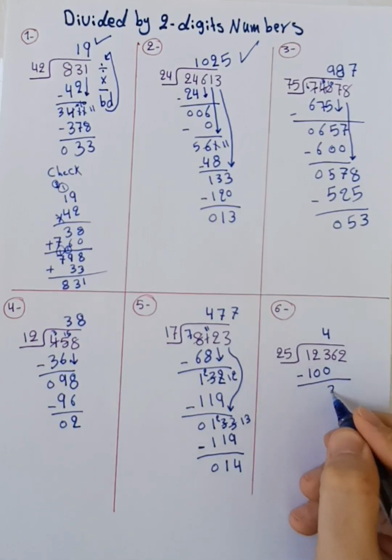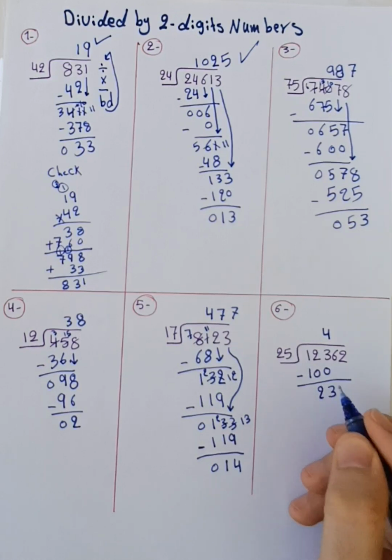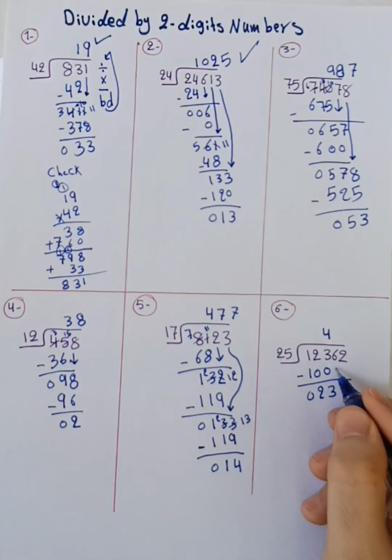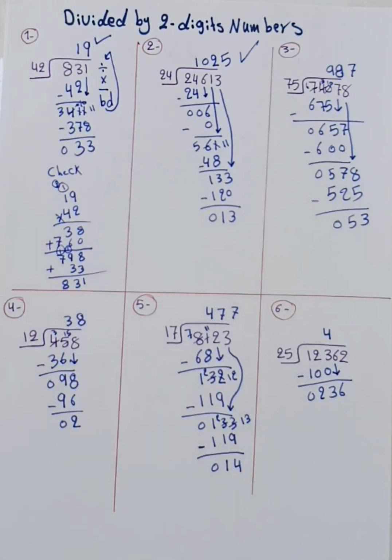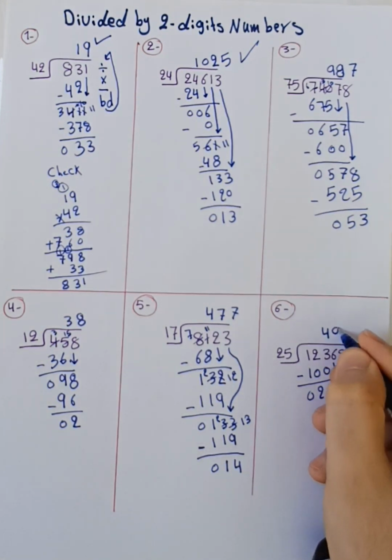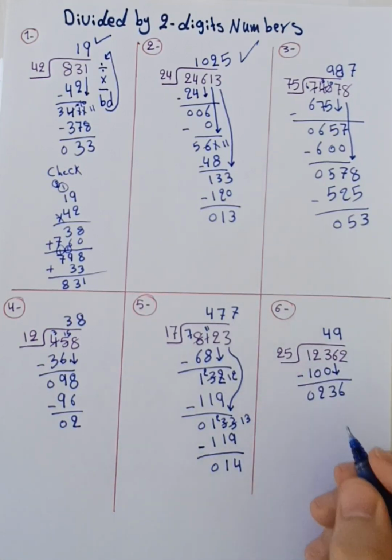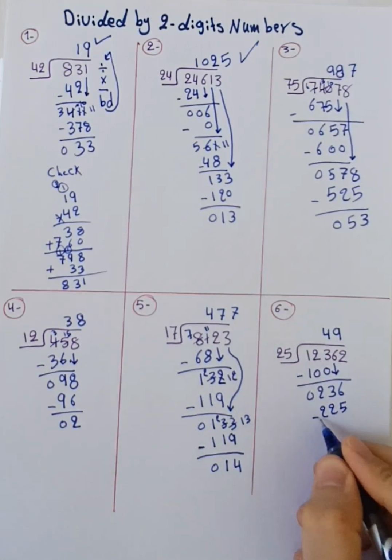3 minus 0 is 3, 2 minus 0 is 2, and 1 minus 1 is 0. And then you have to bring down 6. 236 divided by 25. 4 times 25 equal to 100. 8 times 25 equal to 200. And 9 times 25 equal to 225. So 9 is suitable number. 9 times 25 equal to 225.